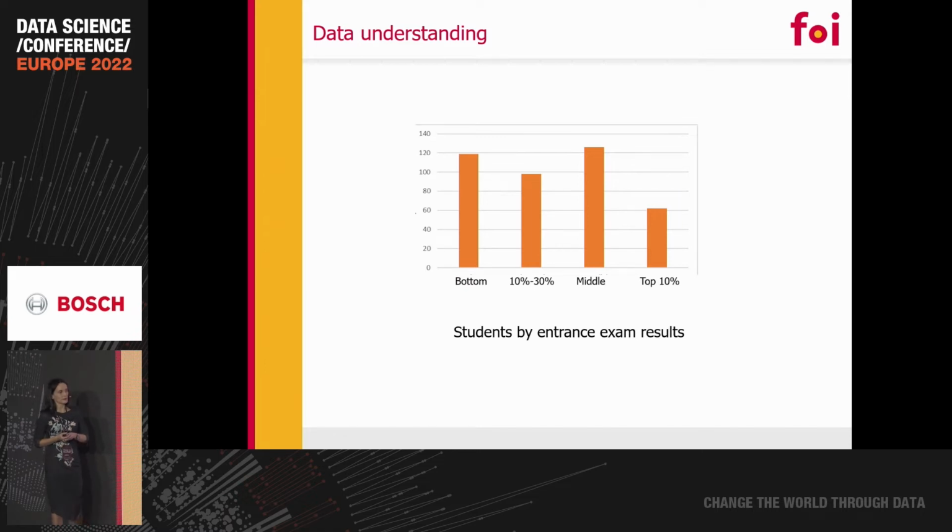Then this is the distribution of their results at the entrance exam. And as you can see, most of the students were somewhere in the middle of the list. And of course, the lowest number of students was in the top 10% of the rank list for the entrance.